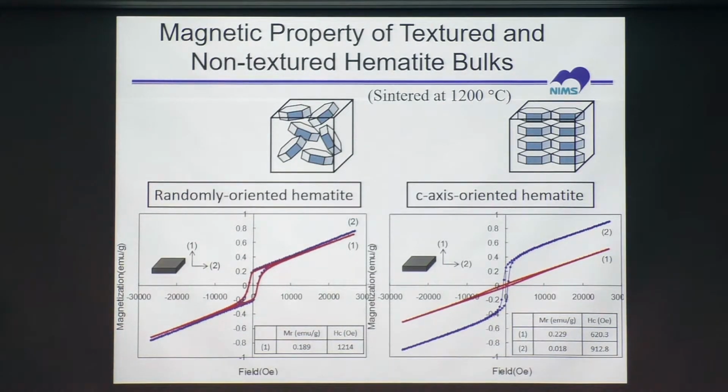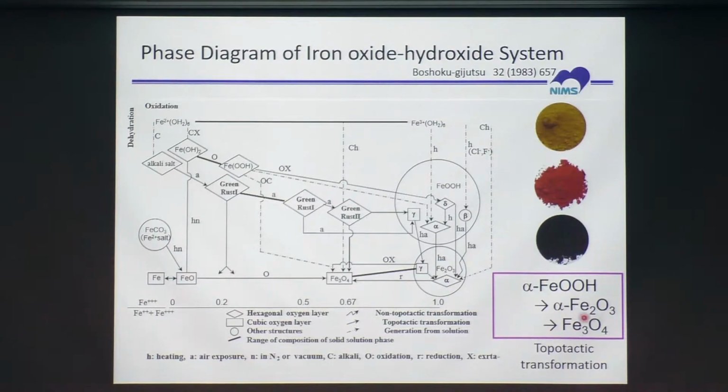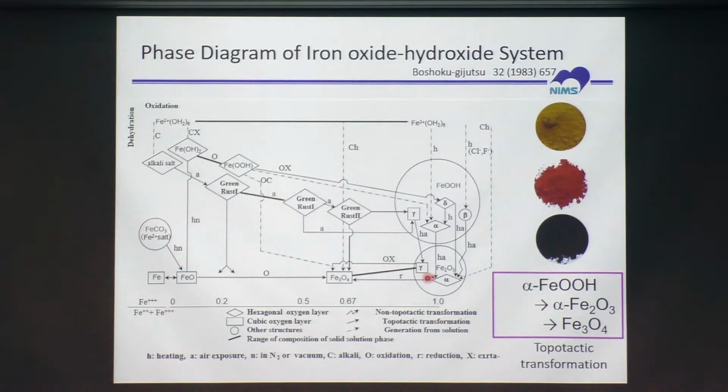But our interest is not only hematite; our interest is, can we make crystalline-oriented magnetite? As I explained first, magnetite has a cubic crystalline structure, or inverse spinel structure. So actually, orientation of magnetite is theoretically impossible. But by starting from oriented goethite, changing it to hematite and then magnetite, we thought it may be possible to make crystalline-oriented cubic, ferromagnetic magnetite.